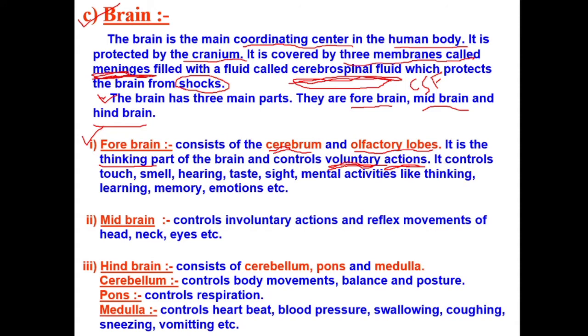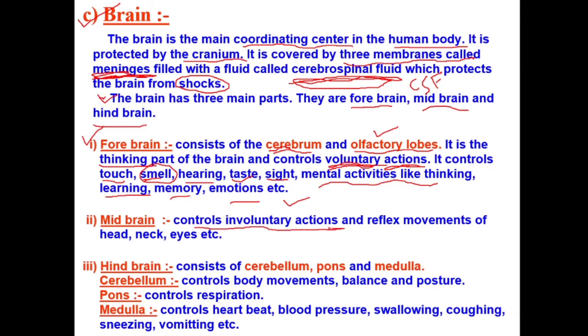It controls touch, smell, hearing, taste, sight, and mental activities like thinking, learning, memory, emotion, etc. So forebrain is very, very important, because most of the jobs are done by our forebrain only. Smelling, to be particular, is processed in olfactory lobes. Okay, next is midbrain. Midbrain controls involuntary actions.